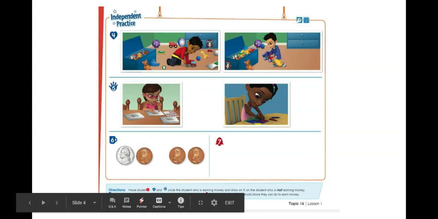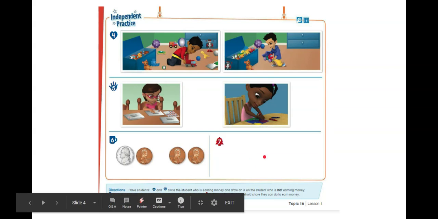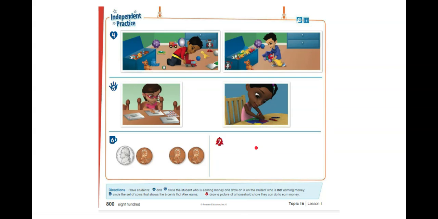For number 7, it says draw a picture of a household chore they can do to earn money. So here, just try your best and think of something in the house that you can help with. Like maybe you can clean your room, sweep the floor, any chore that you can do, clean up the grass outside. So just think of a household chore, a picture of a job you can do at your house and earn money. So there we go, boys and girls.